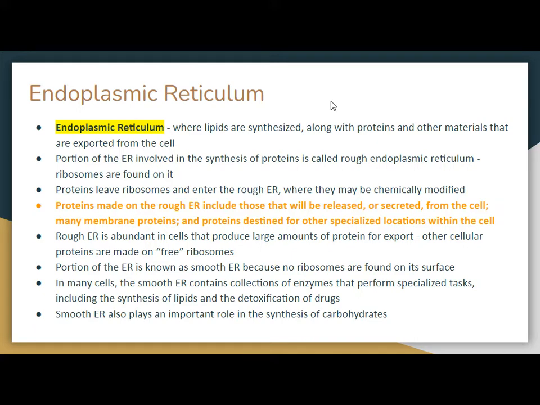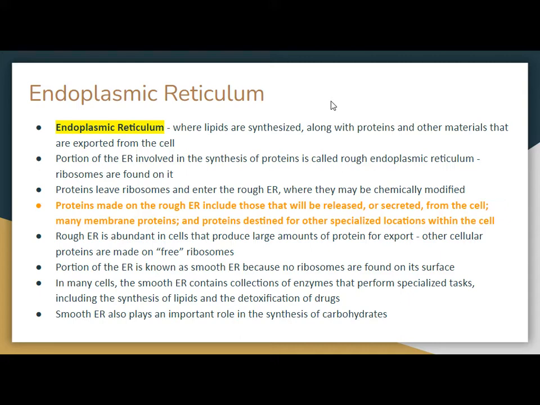Okay, so they are secreted from the cell, a lot of membrane proteins. There's proteins destined for just other locations within the cell. So the rough ER is responsible for getting those proteins where they need to go, whether it's somewhere in the cell or even out of the cell. Again, rough ER is going to be very abundant in cells that produce a lot of proteins that are meant to leave the cell. Okay.